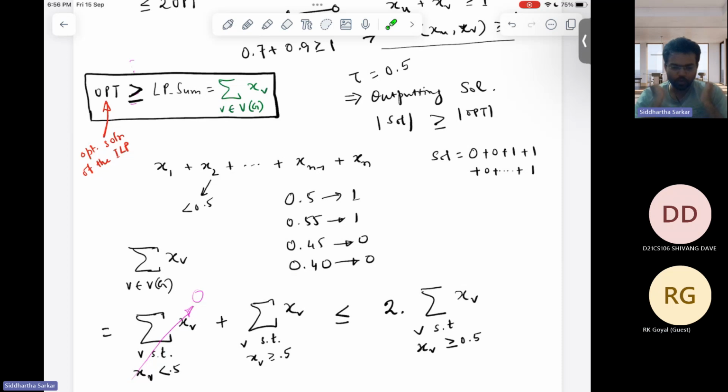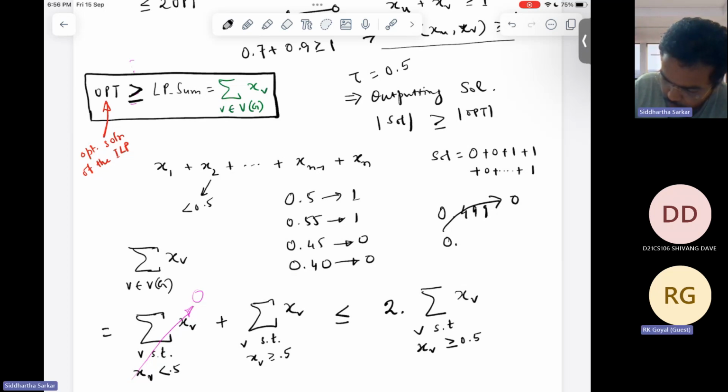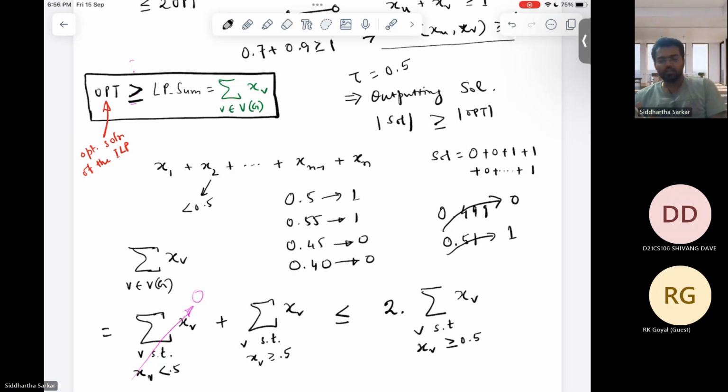So whatever LP sum you had, whenever there is something which is 0.499 and you are setting it to zero, that means you are gaining, not losing, because you want to minimize. Yes. If you have 0.51, you are setting it to 1, that means you are losing. I'm gaining because 0.51 has been converted into a 1.